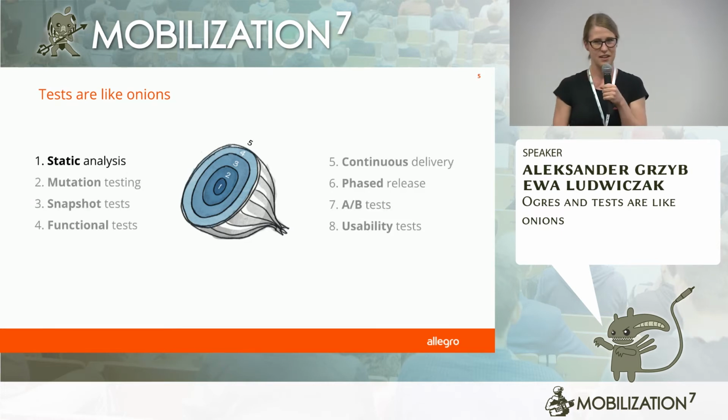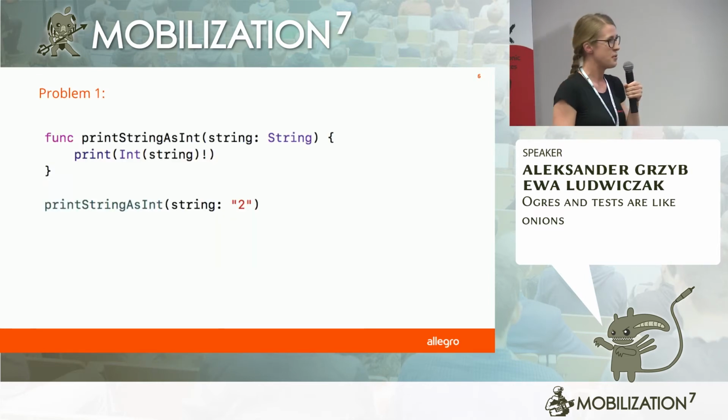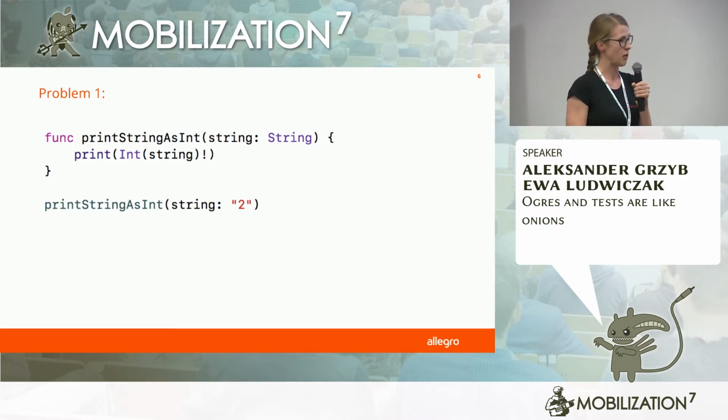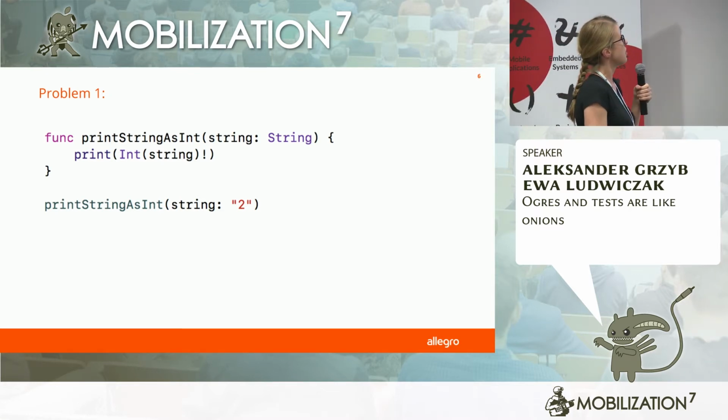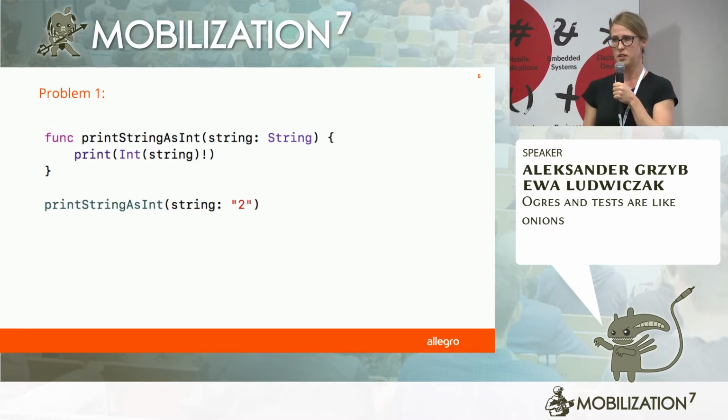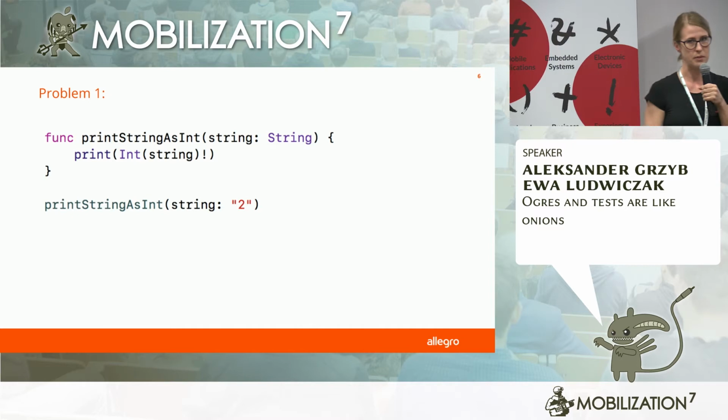Okay, great. So let's dive into the first layer of testing. Some time ago, we had a problem on production. It was a crash, caused by the problem illustrated in this code. I would like to ask you if you see some code smell here, if you see that something may be possibly wrong.